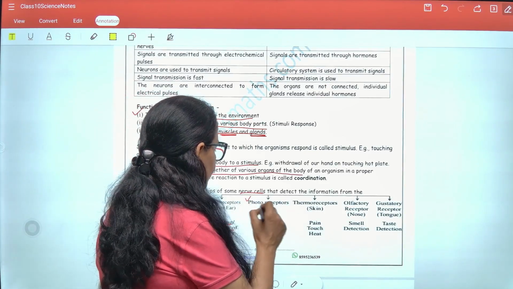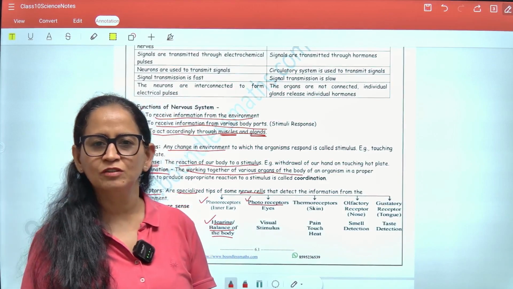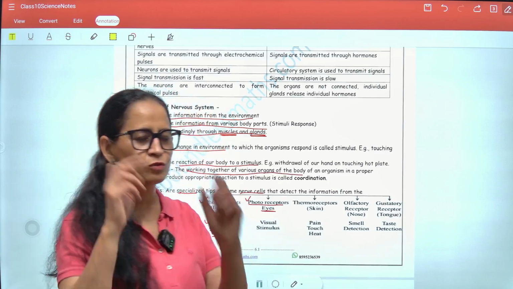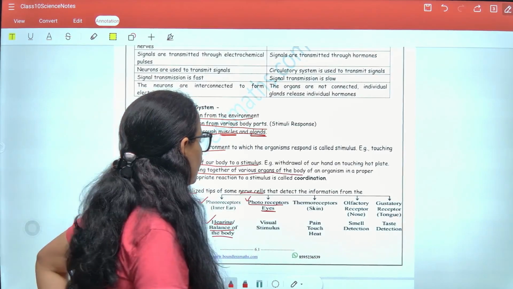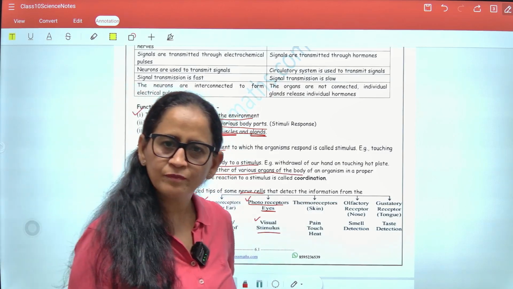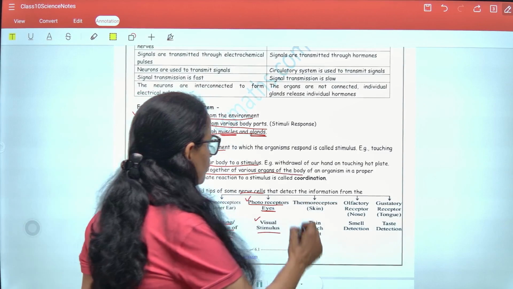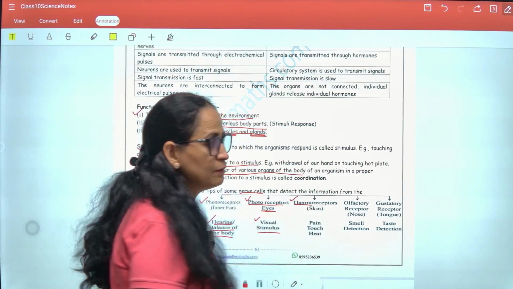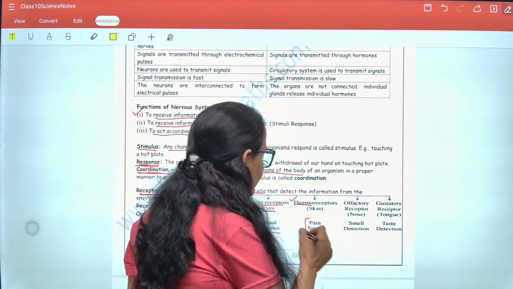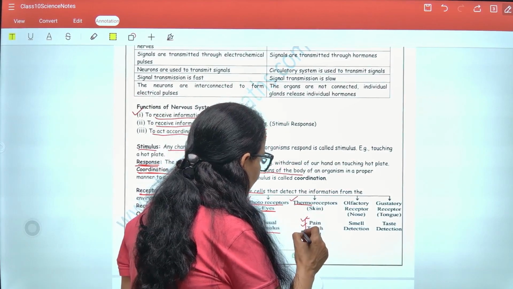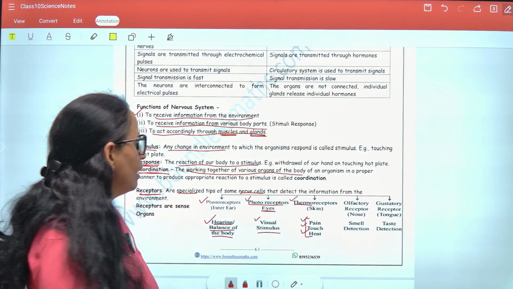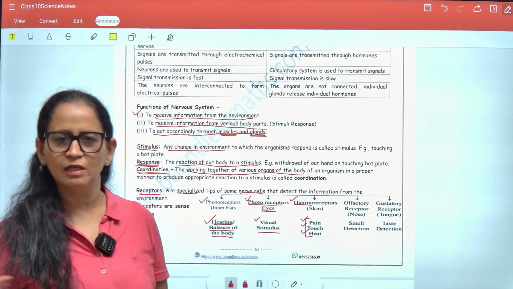Second is the photoreceptors. Photon word is related to light. So any information captured through the eyes is done through the photoreceptors. It is the visual stimulus that brings about changes in the body. Next is thermoreceptors. Now thermo word definitely means temperature, but it refers to the receptors that together capture pain, touch and changes in temperature, heat or cold. These are thermoreceptors. They are present throughout our skin.